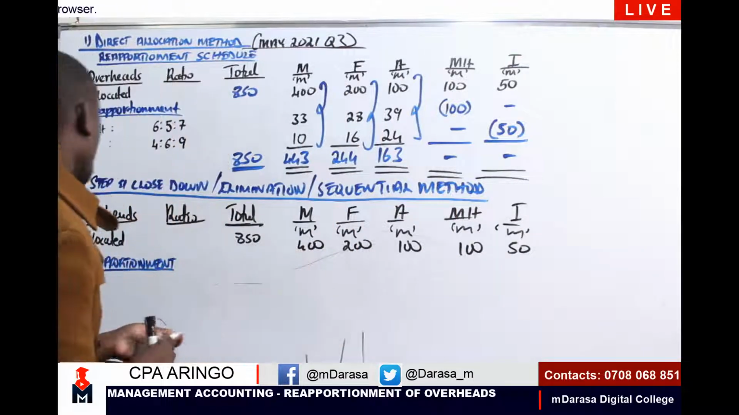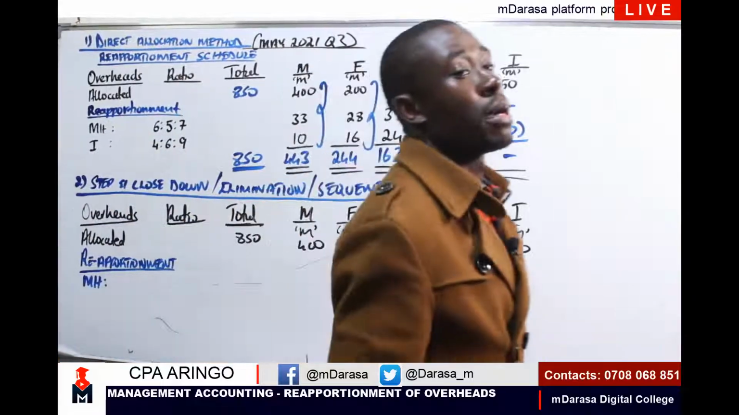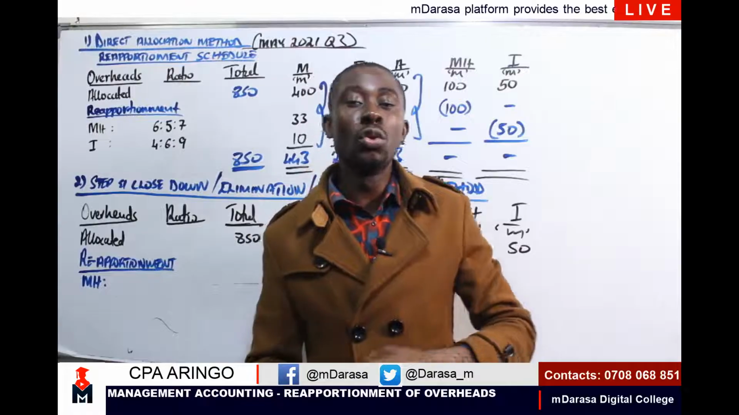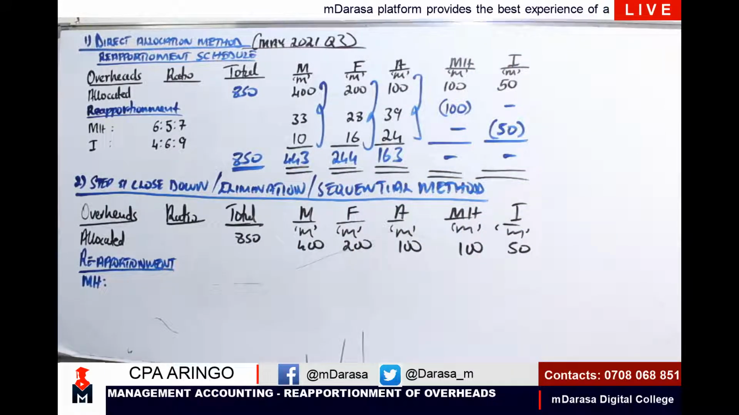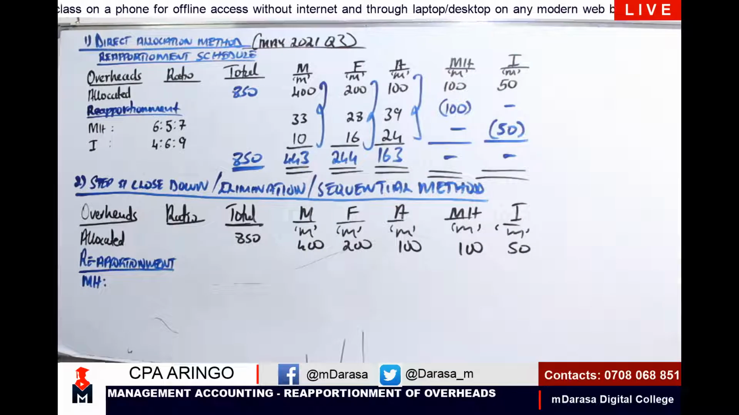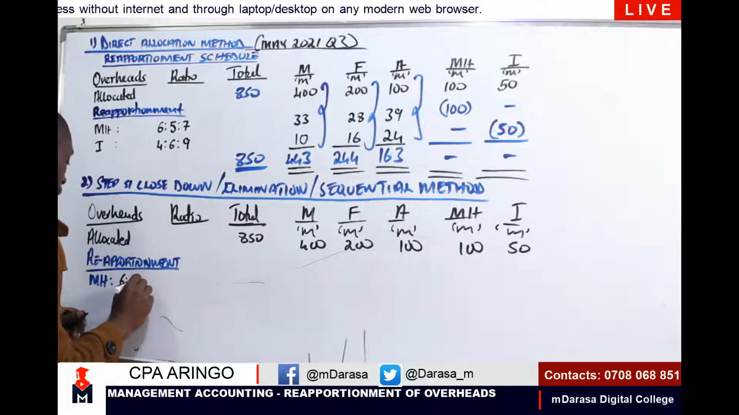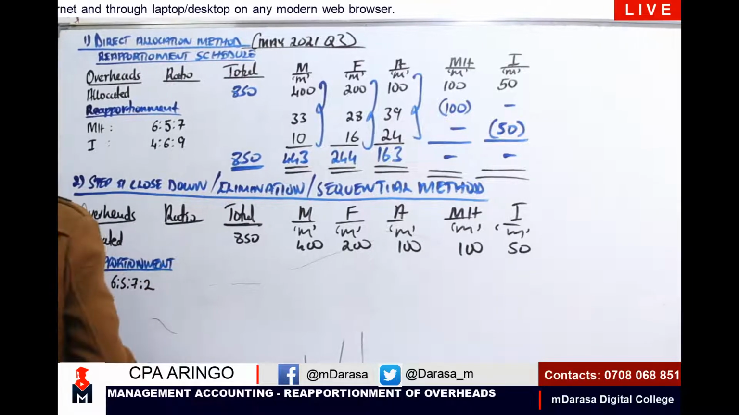So how will you go about it? I'm going to have my MH here, and our ratios. Remember, at this point I'm also going to reapportion to the other service department. If we check our question clearly, what was the ratio for material handling? I'm having 30, 25, 35, and 10 percent. That is to say, 6, 5, 7, then 10 divided by 5, that should give us 2. Therefore, the ratio is 6 is to 5 is to 7 is to 2.